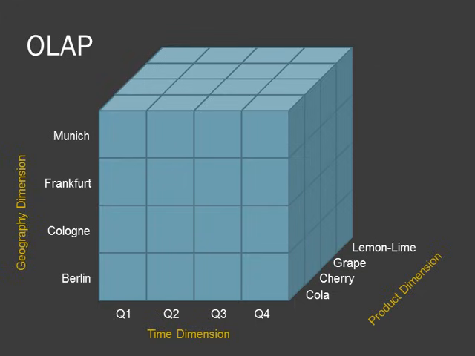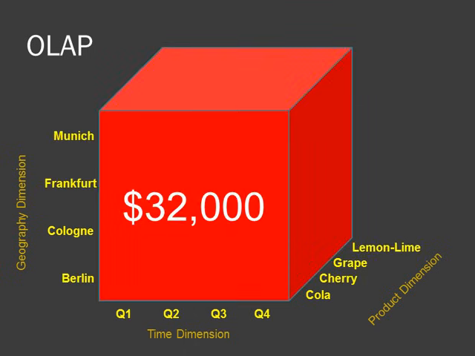Each cell contains a value, which is the value of sales for the intersection of each unique combination of time period, geography, and product. For example, the value of the cell for cola-flavored soda and Cone in the third quarter is $2,000. The total value of all the cells, as we saw in our data tables, is $32,000.